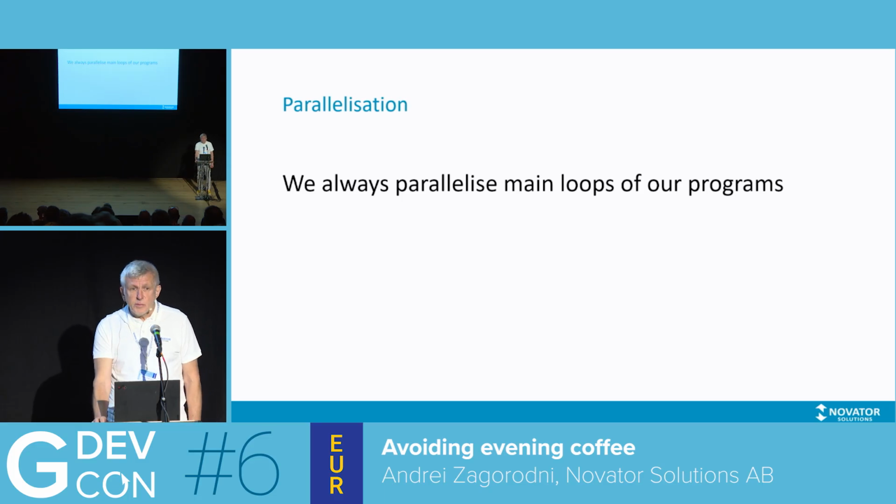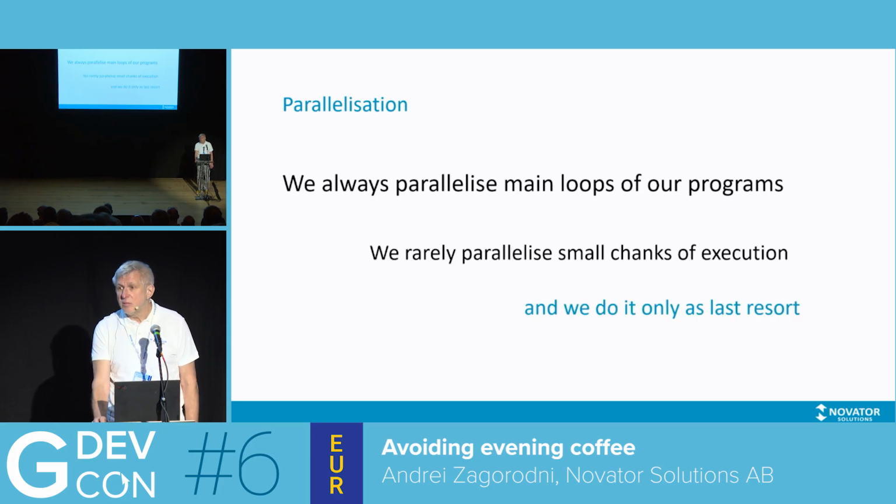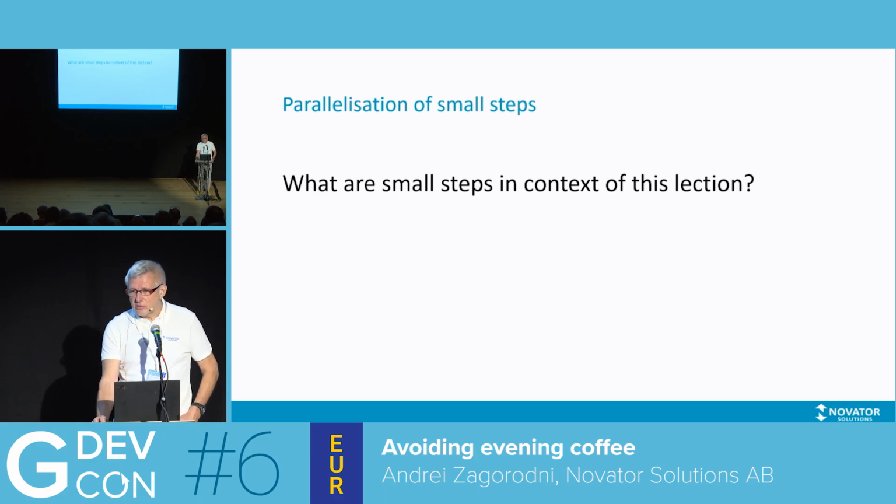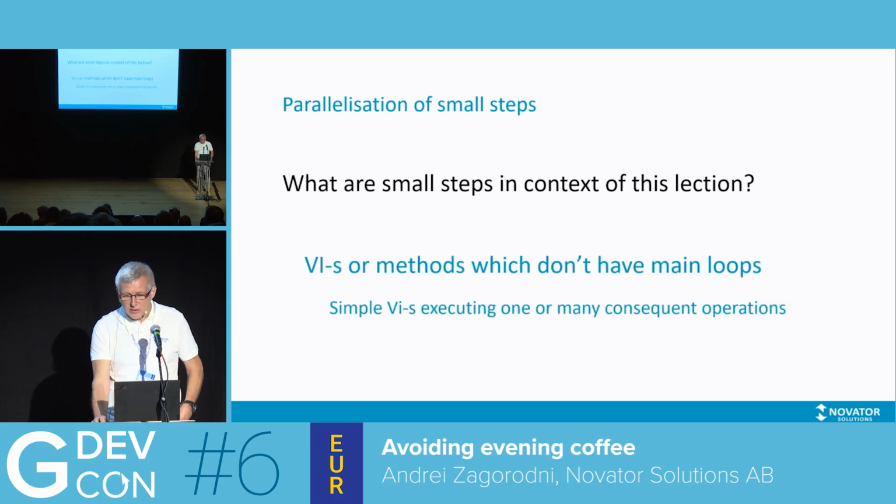So, and I'm going to speak about parallelization. I said it is very simple subject. We always parallelize, and we always parallelize main loops of our software. But we rarely parallelize small chunks of execution, and we do it only as last resort. Now, what are small chunks of execution in context of this presentation? It is VIs, which don't have main loops or state machines, so they just executed from beginning to the end.